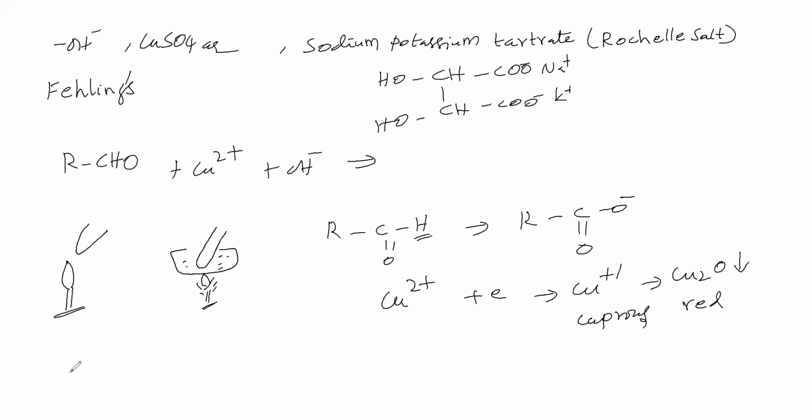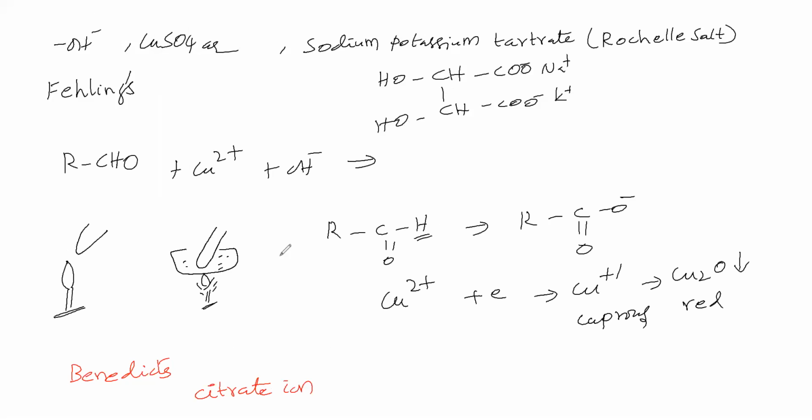Next we will see Benedict's test. Benedict's test is the same as Fehling solution, with no difference. Only instead of sodium potassium tartrate we have to take citrate ions. The remaining things are the same: alkaline OH minus, aqueous copper sulfate solution, everything the same.